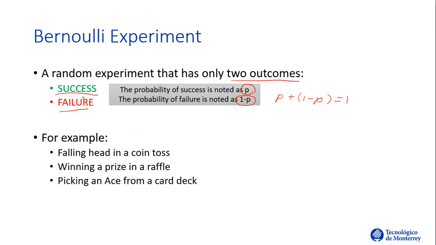It can be a success or a failure. The other thing that is important is that the idea of being a success is not necessarily referred to something good. It's just the word that we apply to a particular outcome of our experiment. For example, in a coin toss, the success is going to be falling heads. Falling tails is going to be the failure, not because it's something bad, it's just how we are going to define the variables. Winning a prize in a raffle can be the success, and failure, not winning the raffle. Picking an ace from a card deck is also a success. So these are just experiments in which you have two outcomes, a success and a failure. All the probabilities and all the distributions that we are going to see are based on Bernoulli experiments. So it's an important concept that we need to use.